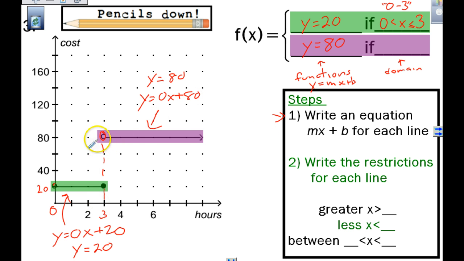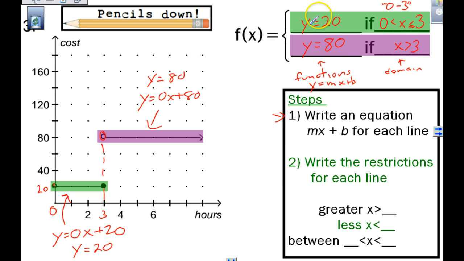The purple one starts at 3 and it just goes on forever. It starts at 3, so x is always greater than 3. Notice how there's no equal to, it's an open circle, so I don't draw a line. Okay? And that's going to be it.